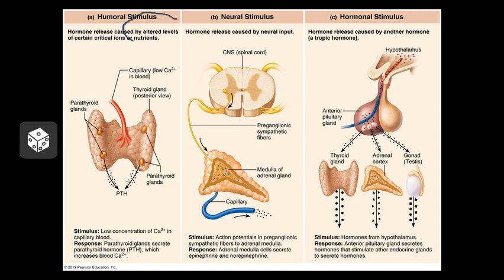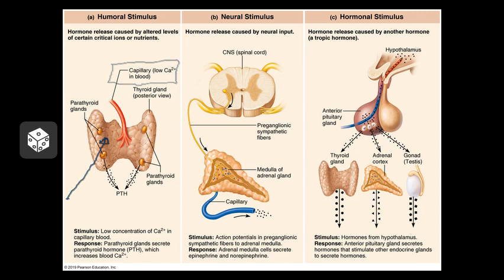Now, we use the word stimulus, but in fact, changes in these three things, humoral, neural, and hormonal, can inhibit an endocrine organ. And we're going to look at those mechanisms more in the next two parts of the chapter. So let's take a look at these three mechanisms. Humoral stimuli. This is when the change in the chemistry in the blood will trigger a change in what a gland secretes.